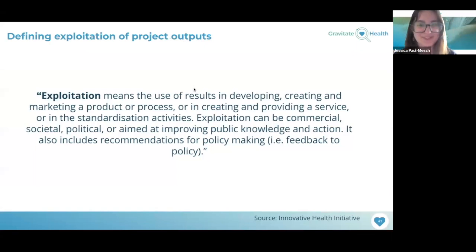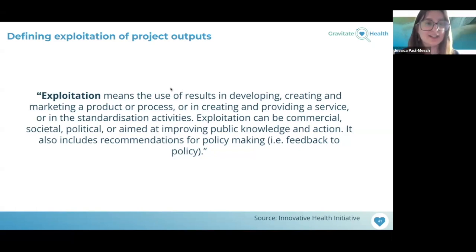From a rather technical perspective, we're looking at how the Innovative Health Initiative defines exploitation. So we're considering, as you can see here on the slide, how specific results that we as a project have developed can then be used in different contexts, either in a commercial way, in an overall societal or political way, and how we can integrate the specific outputs, some of which you've already seen in the presentations, into specific services or activities.